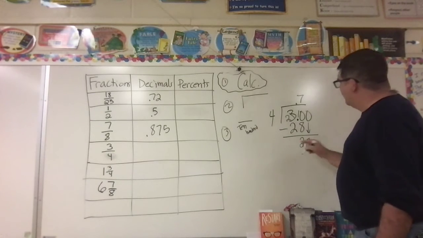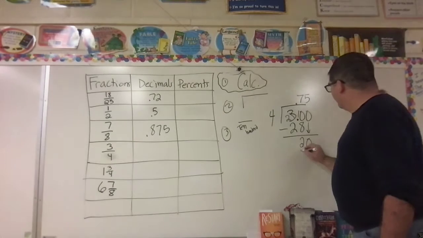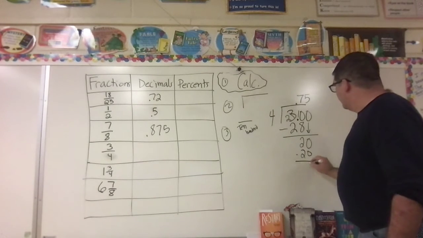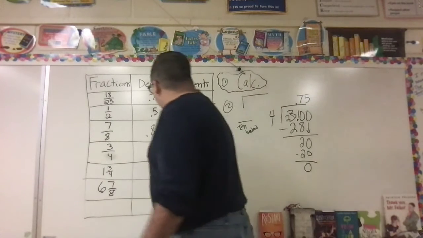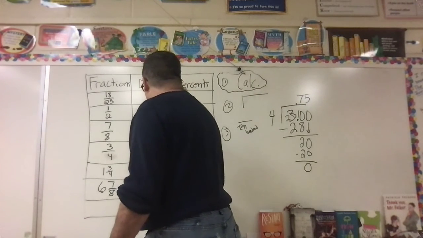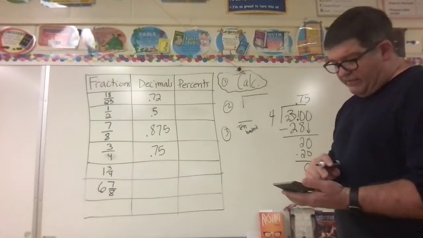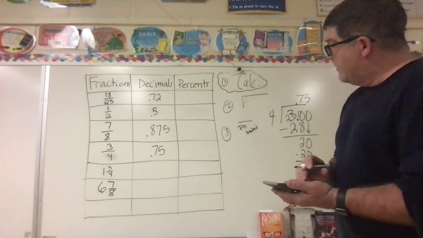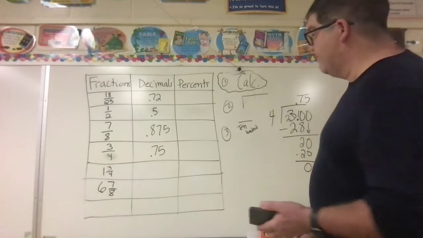Then I bring down the 0. How many times does 4 go into 20? 5 times. That's exactly 20. 0. I'm done. So my decimal is 0.75. So I could have done it that way. Or I could have just gone 3 divided by 4 equals 0.75.